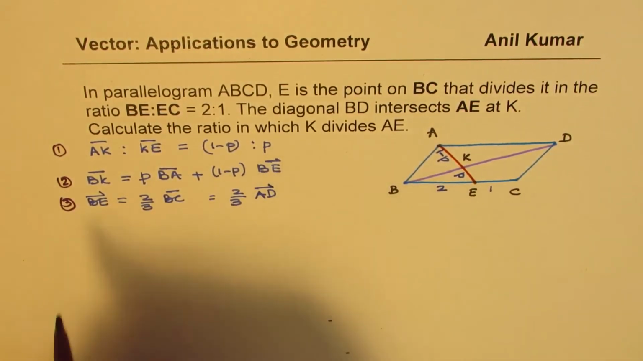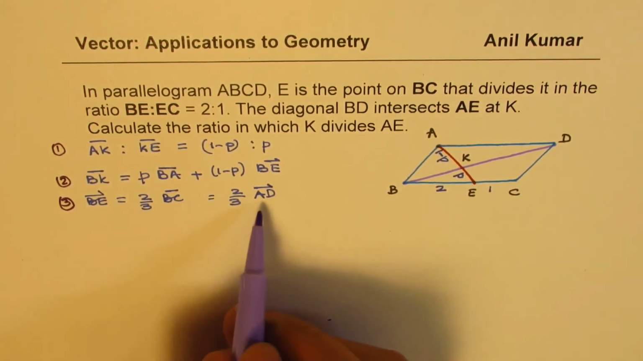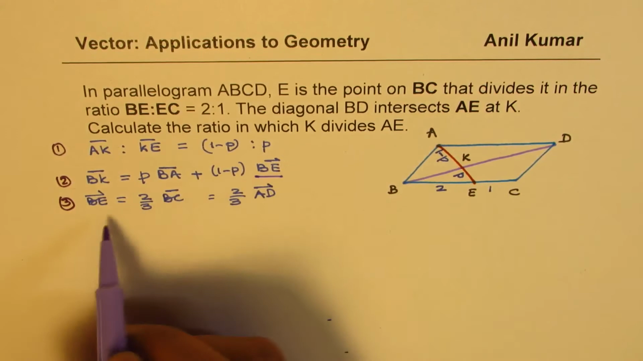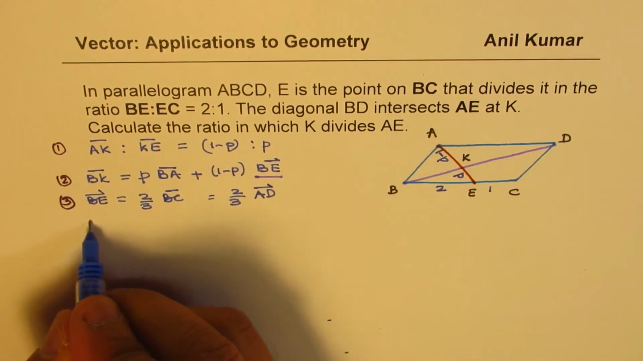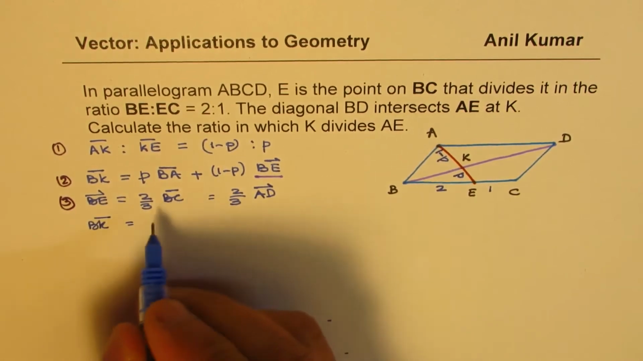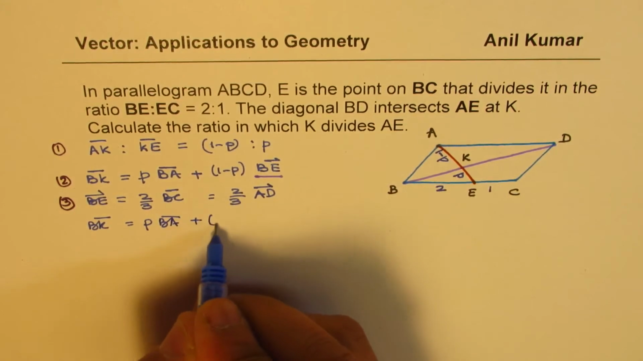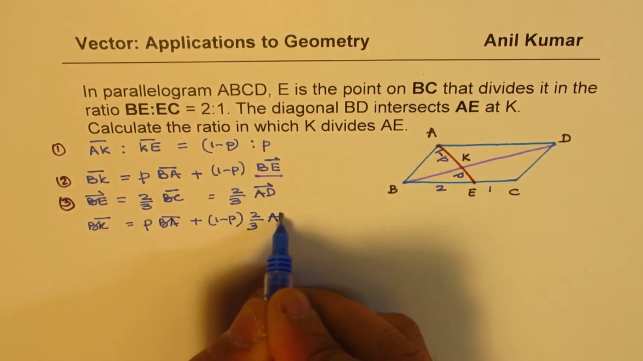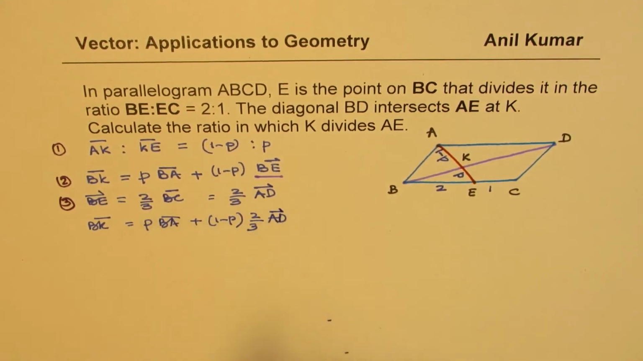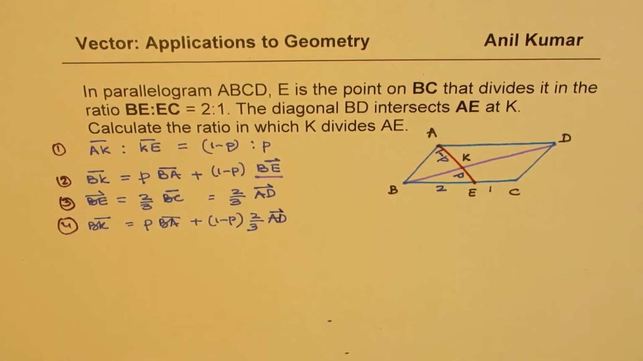Now, we'll replace BE here with 2 over 3 AD. So we can write BK as equal to P times BA plus 1 minus P times 2/3 of AD. Let's call this our equation number 4. So we have one relation of BK.